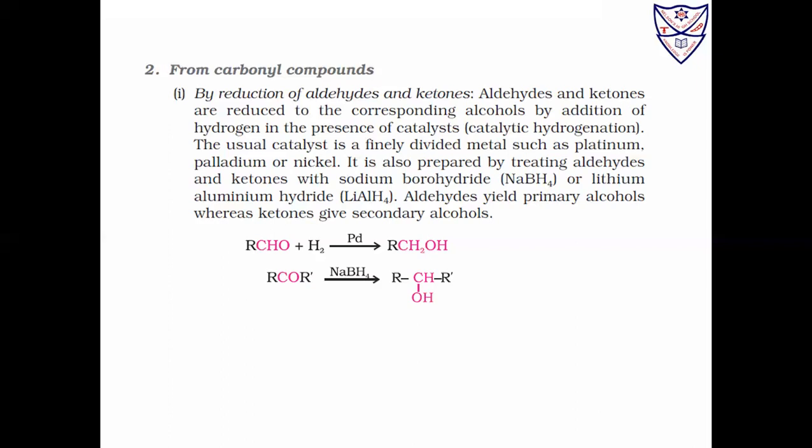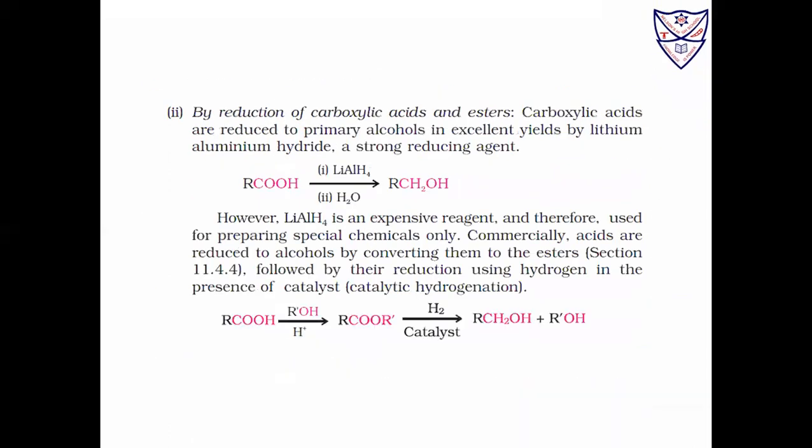Aldehyde yields primary alcohol, whereas the ketone gives secondary alcohol. So basically over here, RCHO plus H2 gives RCH2OH, in the presence of palladium. Once the ketone group is taken over here, with NaBH4 it forms RCHOH and then R'. Okay, so this is from the carbonyl compound. Next, by the reduction of a carboxylic acid.